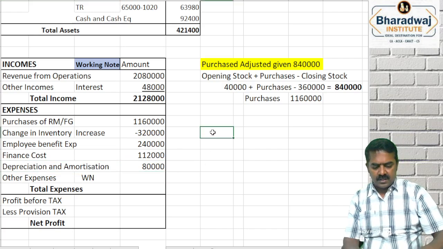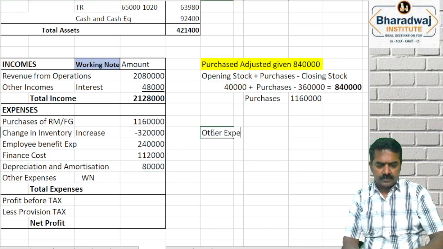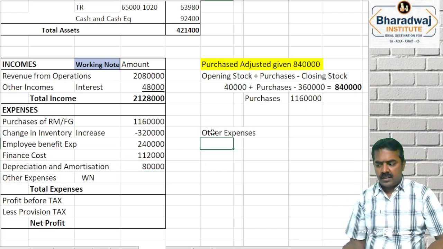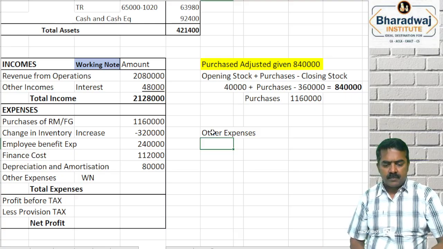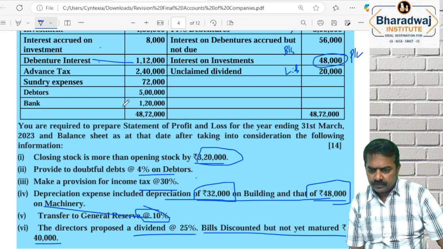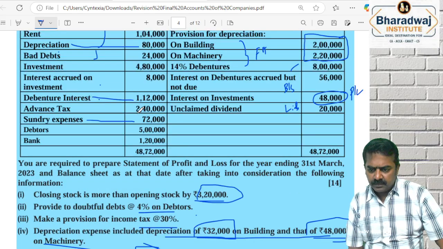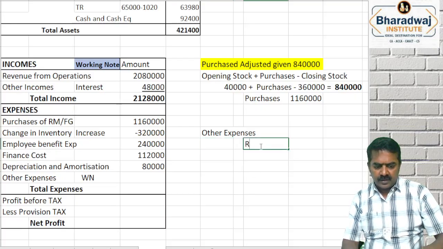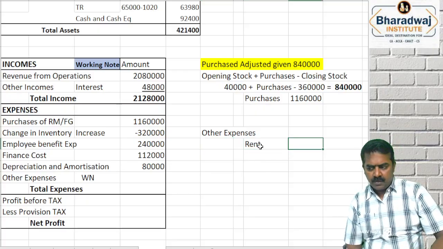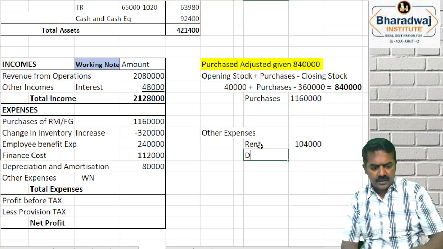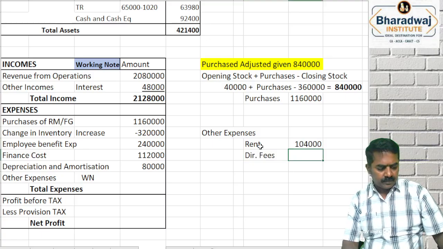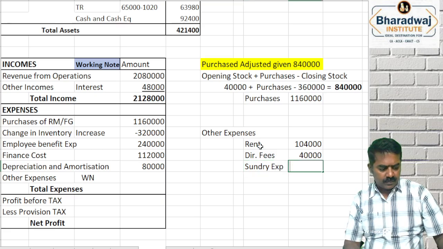Other expenses, tell me the workings, please. What are the other expenses? The sundry expenses will come. Director's fees. Rent how much? 1,04,000. Director's fees 40,000. Then sundry expenses 70,000.